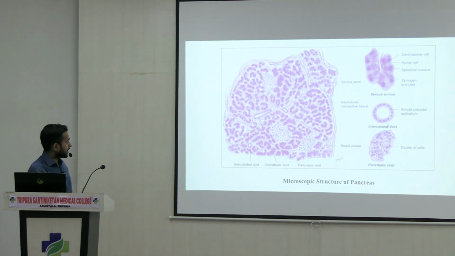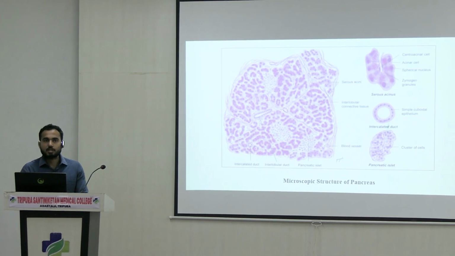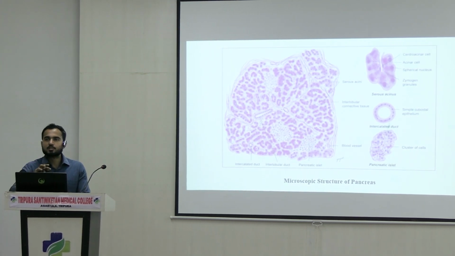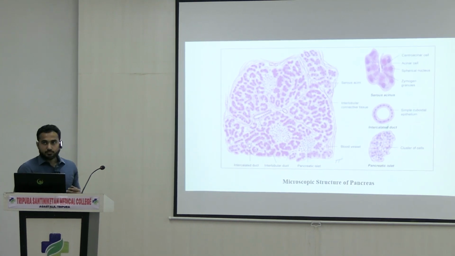Now in between the pancreatic acini, you can see these are the pancreatic islets. This is one islet. So the majority is made up of pancreatic acini, and in between, islands of cells will be present. Those are called pancreatic islets. As we go further, things will get clear.